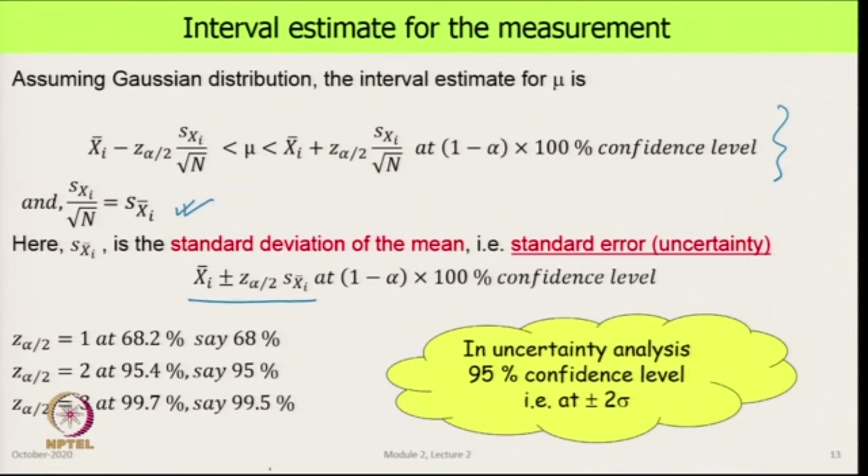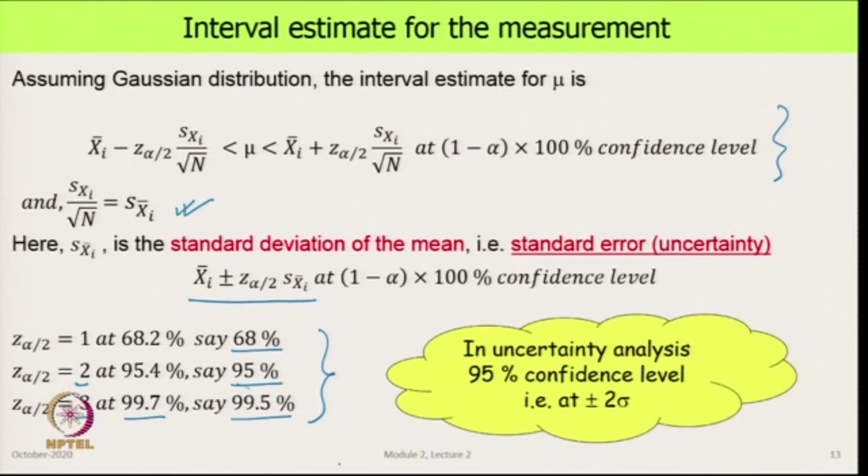So, here are some representative numbers. If z alpha by 2 is equal to 1, we say that 68% of the readings lie in that interval. If it is 2, it is 95.4%, and we take that as 95%. If it is 3, it is 99.7%, we take it as say 99.5%. So, in uncertainty analysis, we will work only with these. We will not be bothered about z alpha by 2 being 1.5 or 2.3 or something like that.